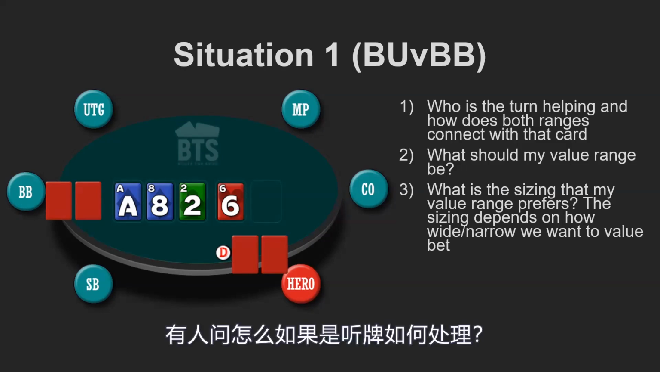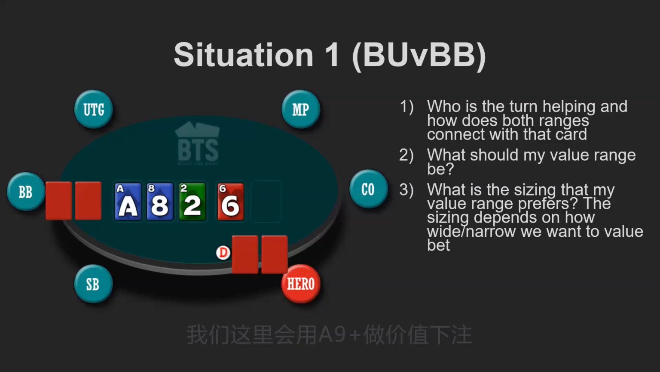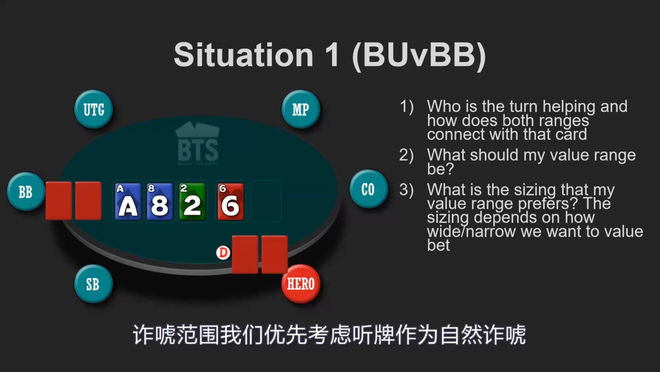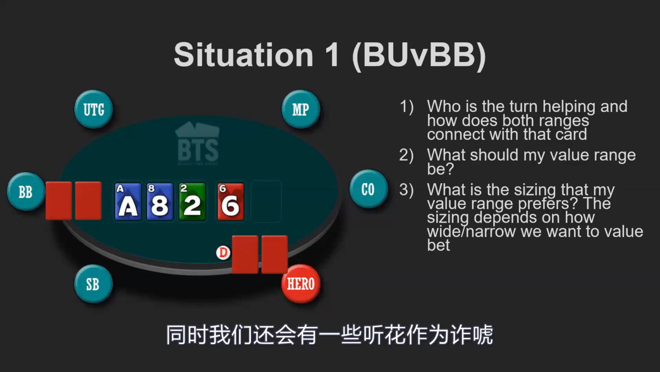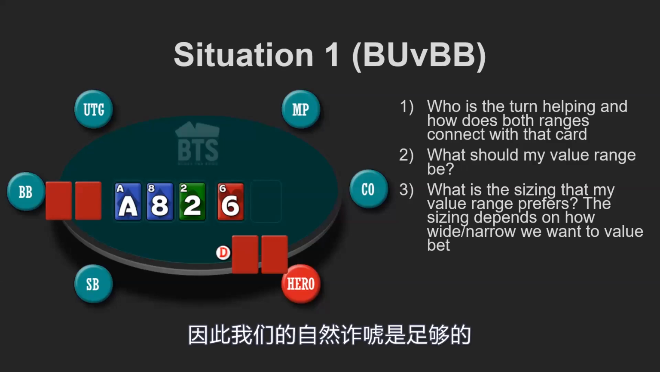Okay, what about draws? One piece is asking, what about draws? So here we're going to be betting hands like ace 9, ace 10, ace jack plus, and then we're going to be betting the natural draws first. If you have a hand like 9-7, 7-5, 9-10, or 4-5, those would bet first, and then we can have hands like flush draws as well. So we have plenty of natural bluffs here.